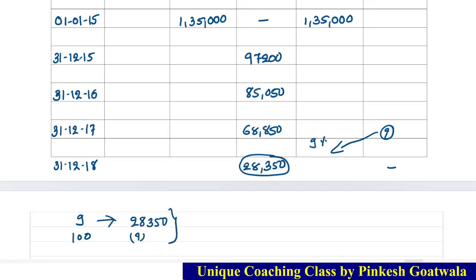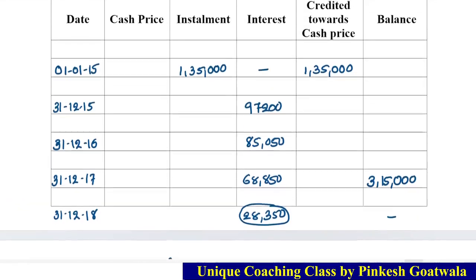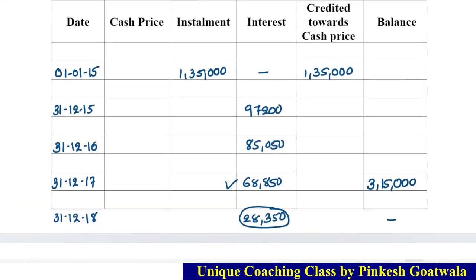28,350 into 100 divided by 9, sorry. So you will get 3,15,000. It is our balance. How much balance will come? That is 3,50,000. The same step for every one, here the same step, 9 in 100.